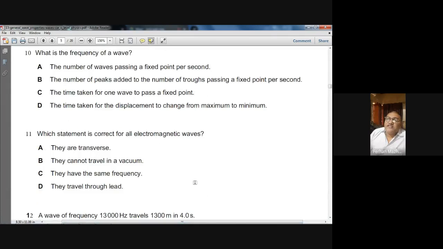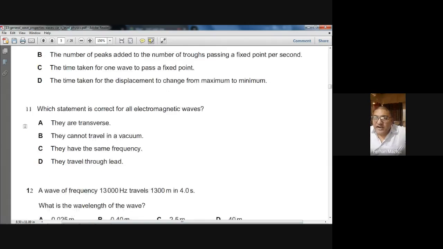What is the frequency of a wave? It is the number of waves passing from a point in unit time, or in 1 second, or per second, you can say. So the number of waves passing a fixed point per second, that is the answer. So for question number 10, A is the right answer.